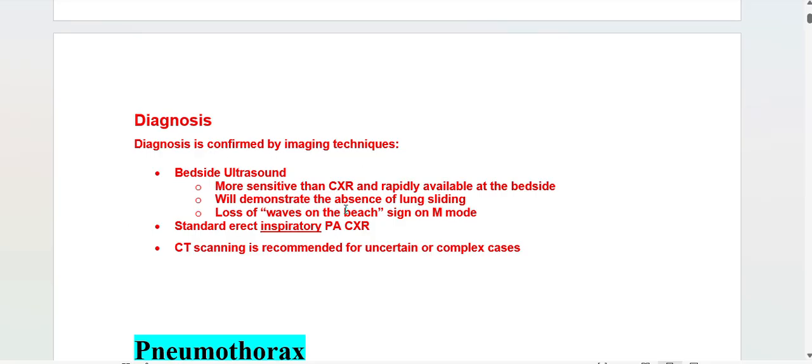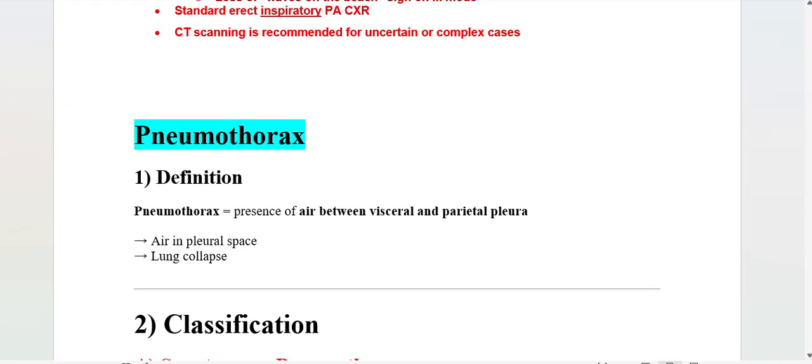Standard erect inspiratory. Remember that inspiratory. If we do the X-ray in inspiration, we expand the lung and the pneumothorax size will show a bit more. That is why we will never rely on expiratory; we will always rely on inspiratory. Okay, so let's go through the topic. All these things are from the therapeutic guidelines, right?